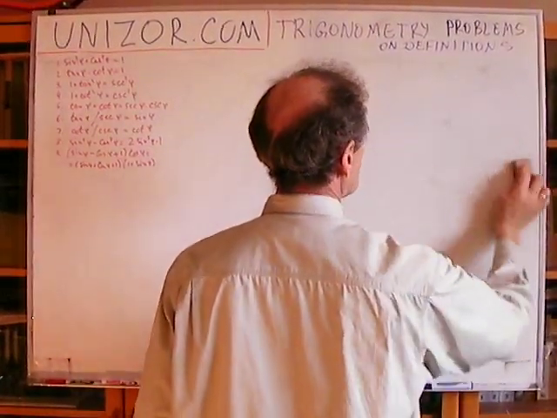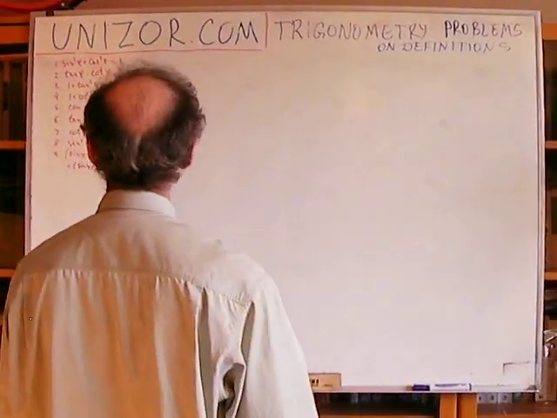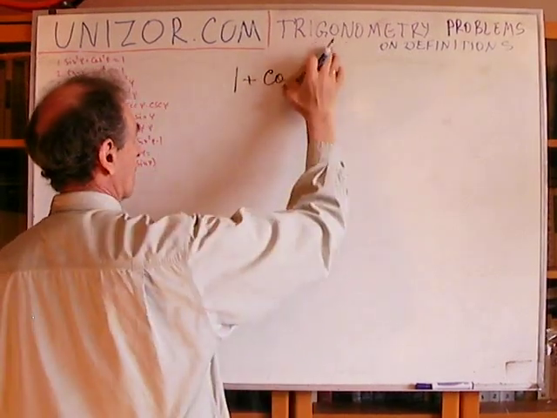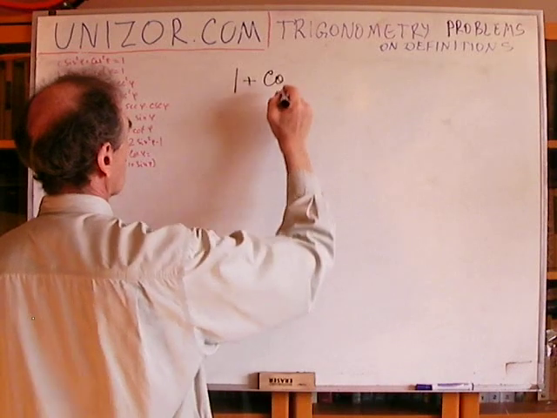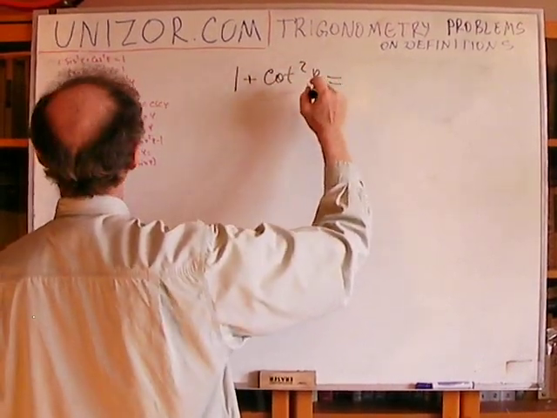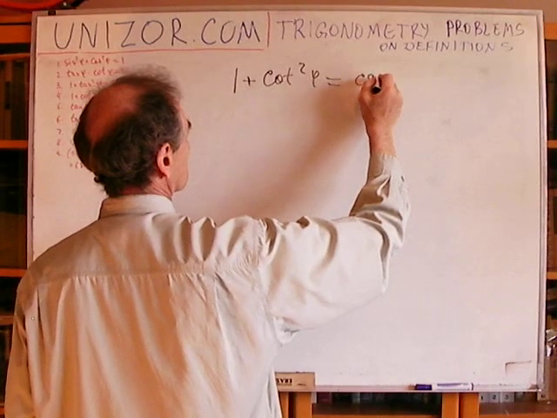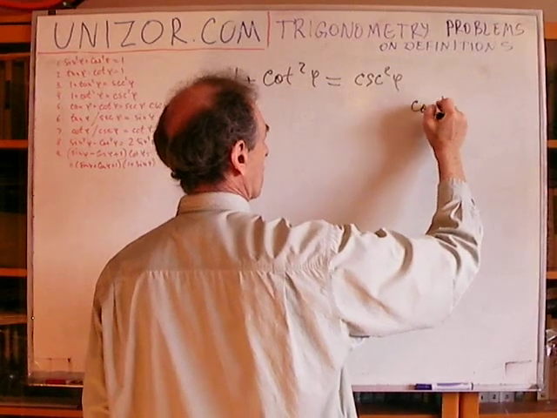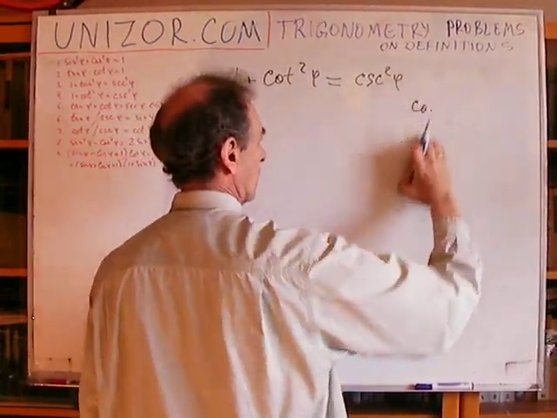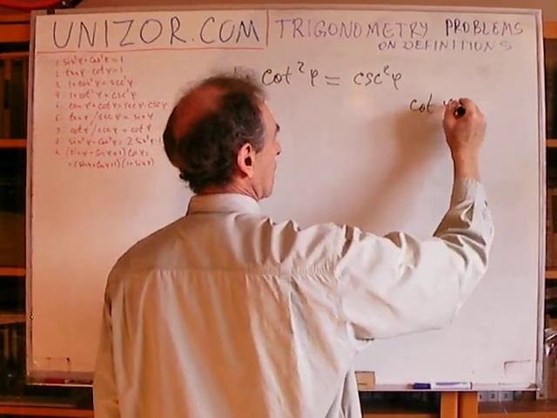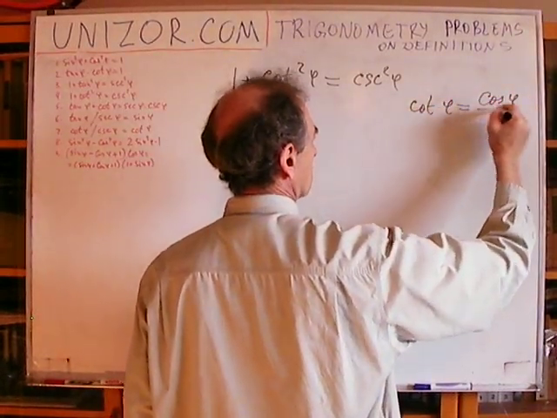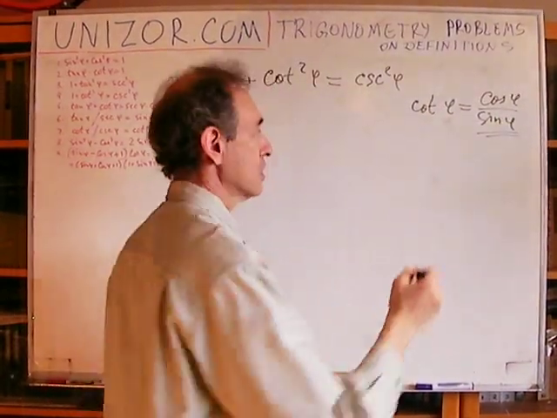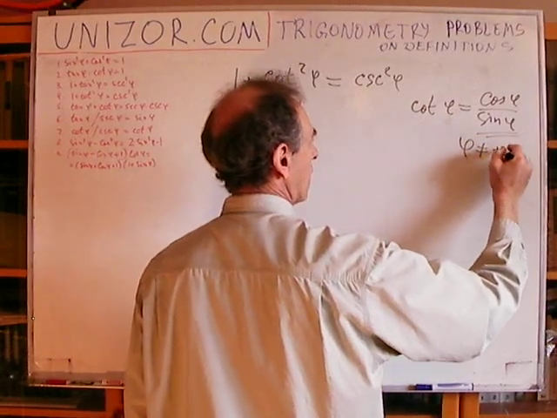Next is an absolutely symmetrical one, but it's about cotangent. 1 plus cotangent squared phi is equal to cosecant squared phi. All right, cotangent by definition is cosine divided by sine. So sine should not be equal to 0, which is phi not equal to pi n.